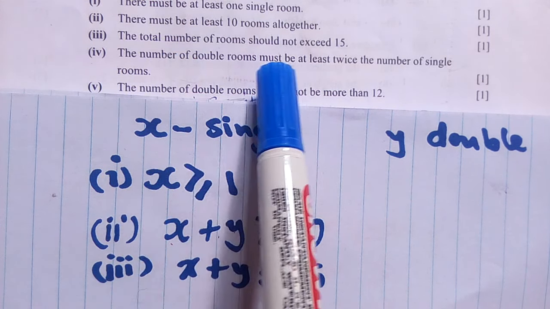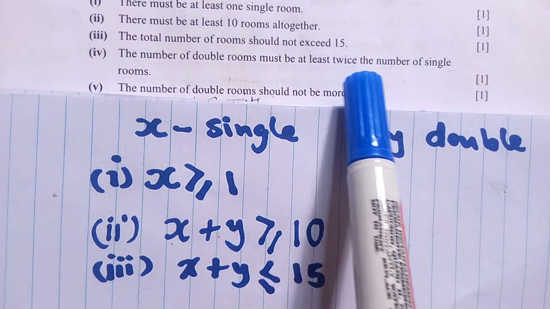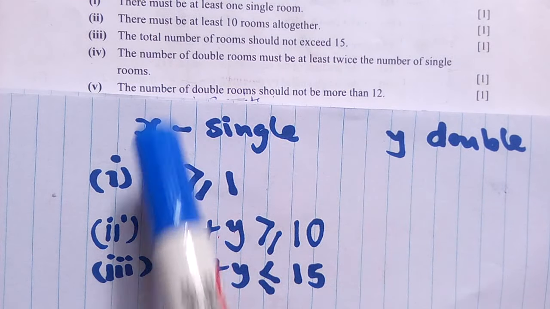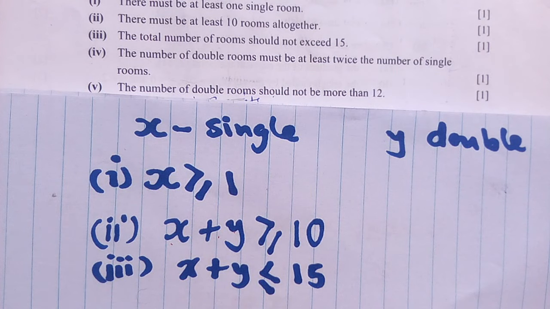Now we go to number 4. The number of double rooms must be at least twice the number of single rooms. So the number of double rooms we know, this is number 4.